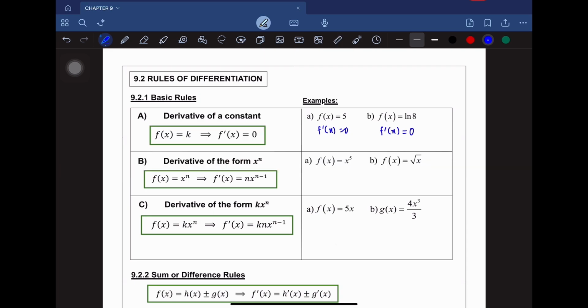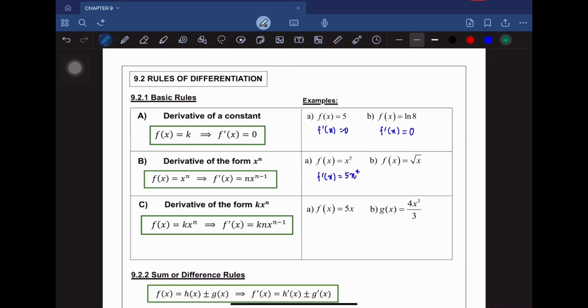Okay, next one. Next one, we have function kita is x to the power of n. N is any number. So differentiate dia akan jadi power n bawa ke depan, and then salin balik, but the power will decrease by 1, power dia tolak 1. So for example this one, dia akan jadi power dia n, so bawa ke depan 5x, power n minus 1, so jadi 4.